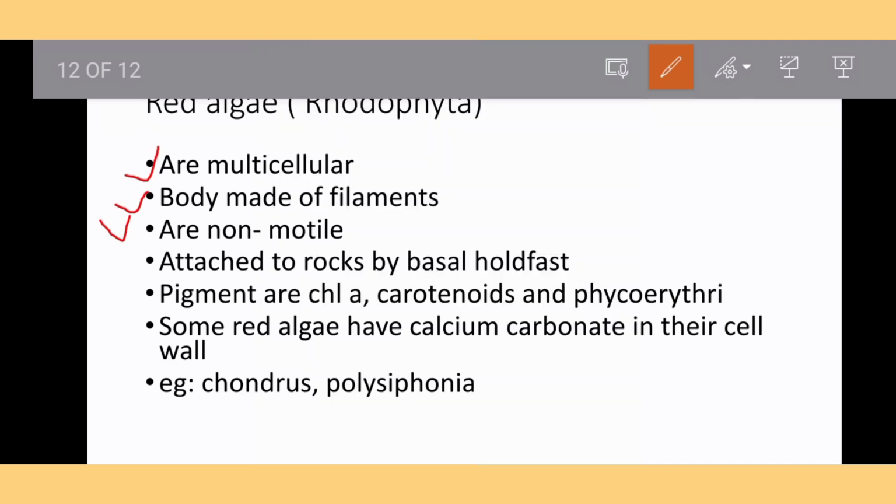Next point is Rhodophyta are non-motile, meaning they have no locomotory organ. Next point is Rhodophyta attached to rocks by basal hold fast.